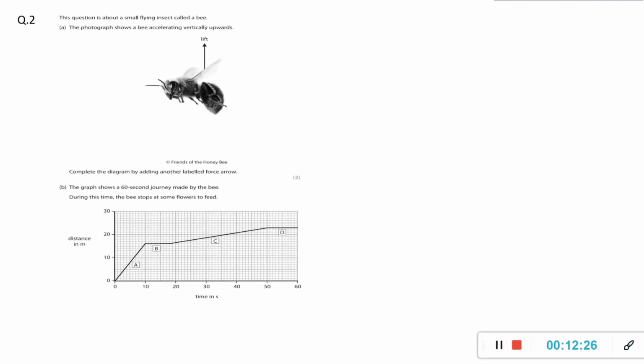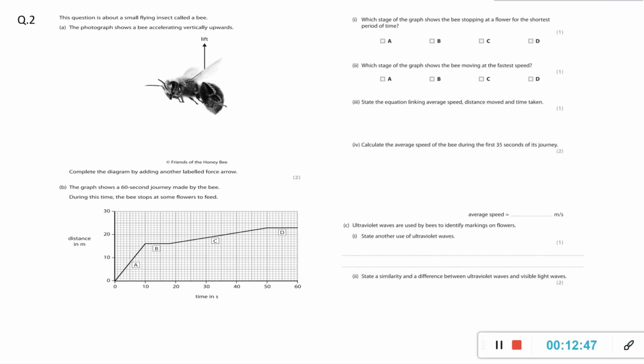Question number 2. This question is about a small flying insect called a bee. The photograph shows a bee accelerating vertically upward. Complete the diagram by adding another labeled force arrow. So there is an upward lift force. So complete the diagram adding another labeled arrow. So weight force or gravitational force acts downwards.